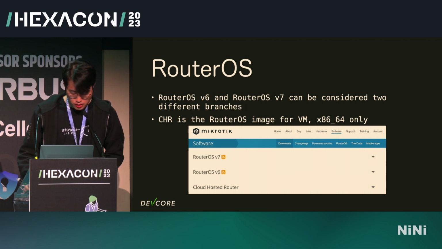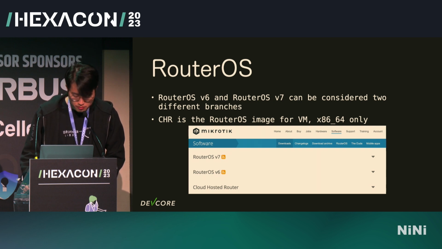And currently, there are 2 versions, RouterOS v7 and RouterOS v6. They should be considered as 2 branches because their implementations are slightly different. And we are talking about v6 today, but it's not that different from v7. And there's another download option called Cloud Hosted Router. It's the RouterOS image for VM. But only the AMD64 version is available. So if you want to participate in Pwn2Own, you still have to buy one because the product itself is mostly MIPS, big endian.